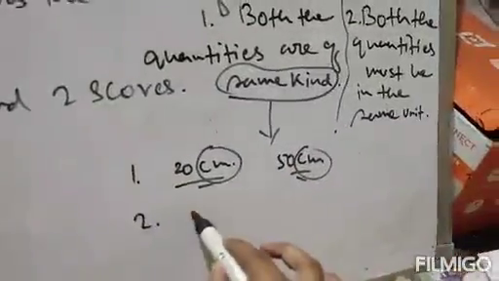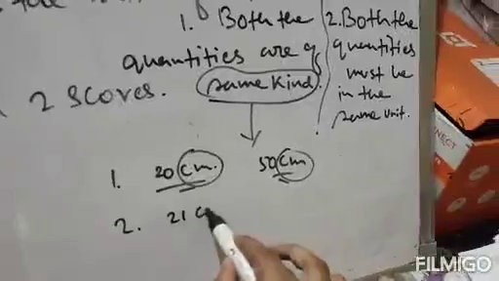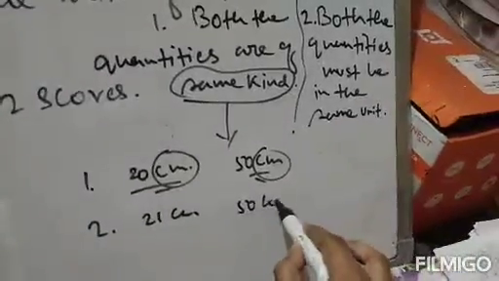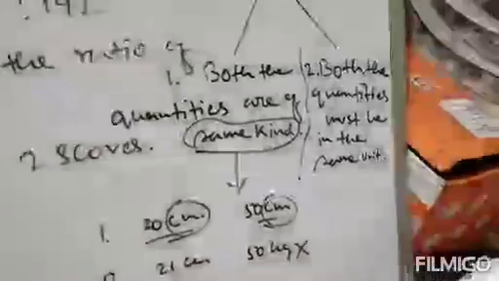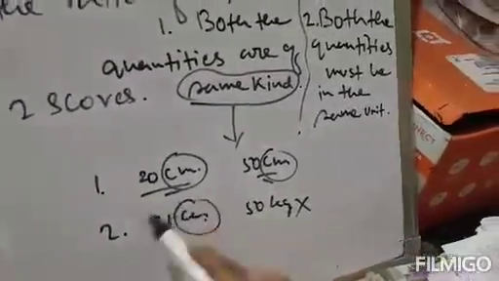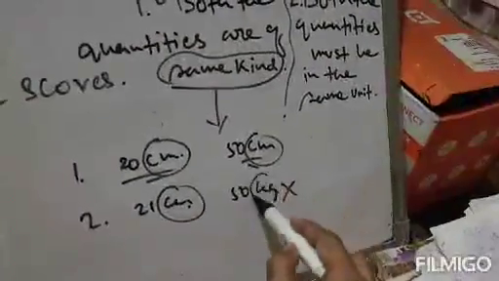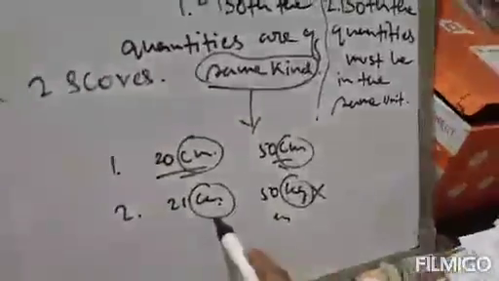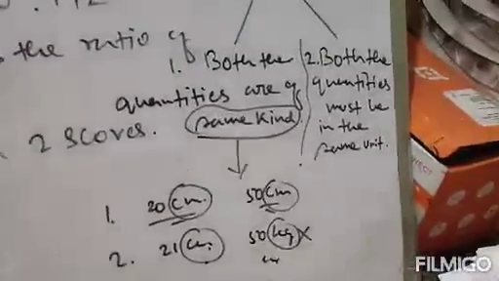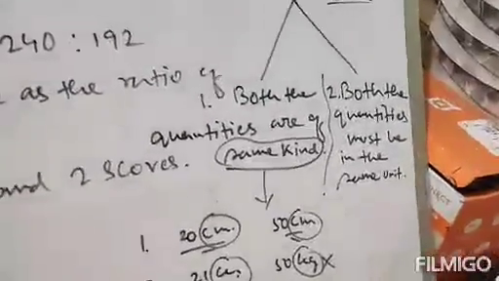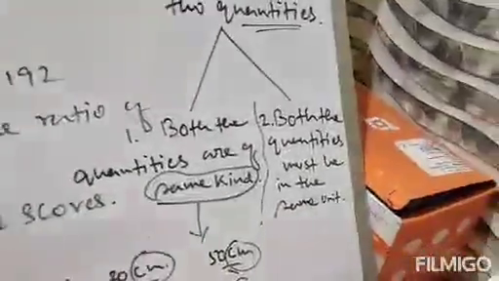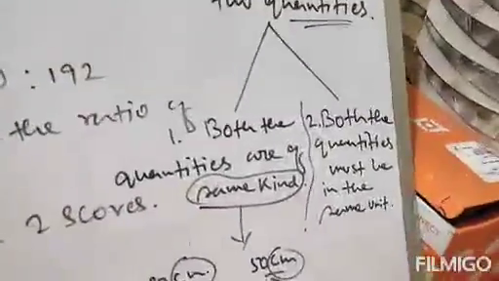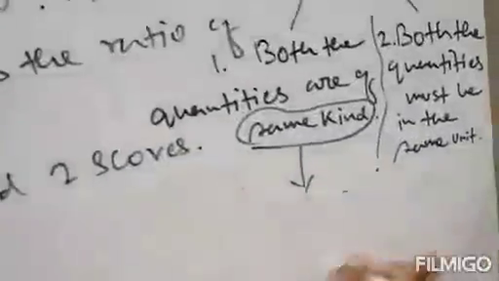But if you want to compare, suppose, 21 centimeter with 50 kg, you cannot compare because these two quantities are not similar. Here centimeter is a quantity of length, and kg is a quantity of mass. So this is length and this is mass, two different kinds of quantities. So you cannot compare them. Only quantities of the same kind can be compared. Clear? That is the first point.